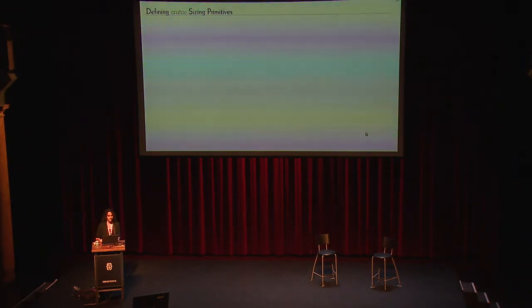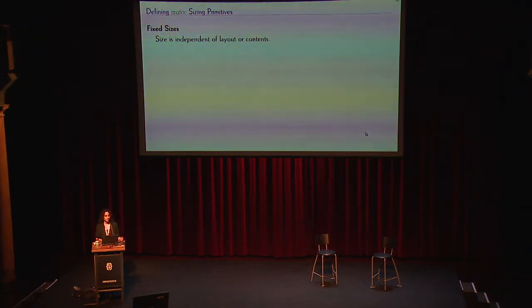Okay. All right, so in terms of defining auto, it's a magic thing that involves lots of calculations. So first we have to understand, what are we building it out of? There's different types of sizing primitives in CSS. We have fixed sizes. These are sizes which are independent of the layout and independent of the contents. You say, I want that box to be that size, and it will be that size for some definition of that size.